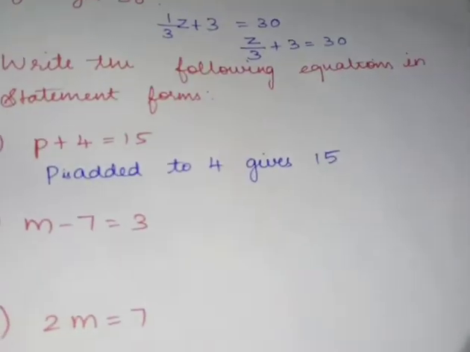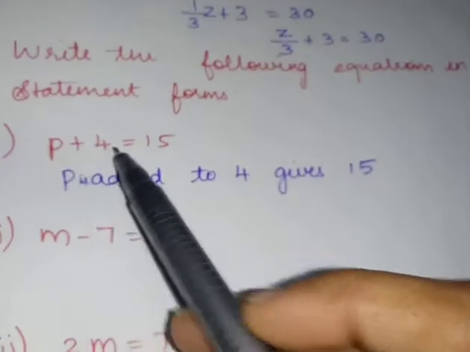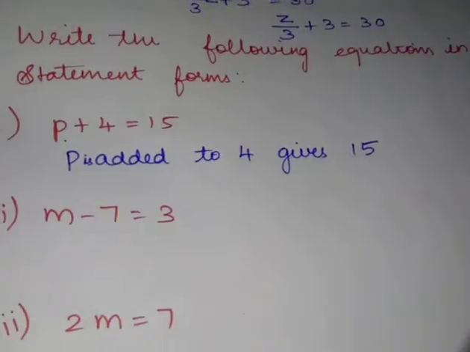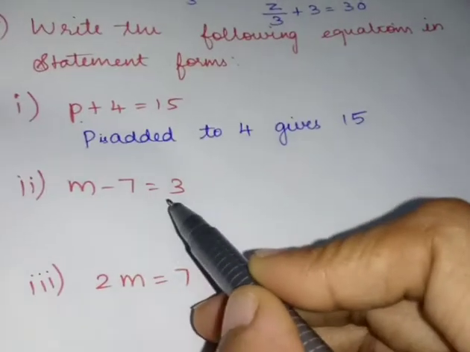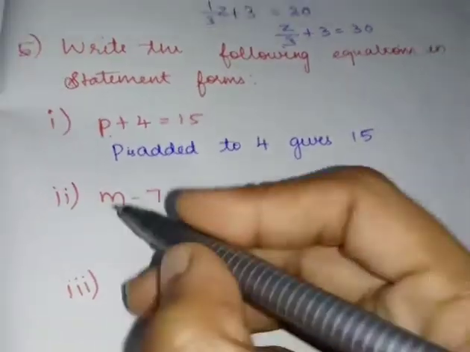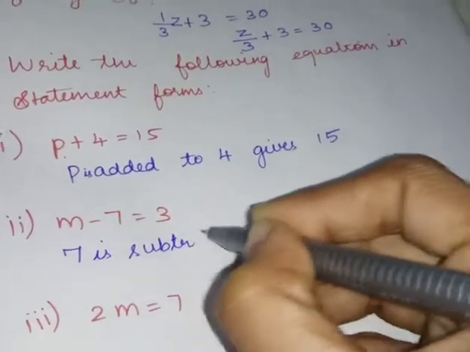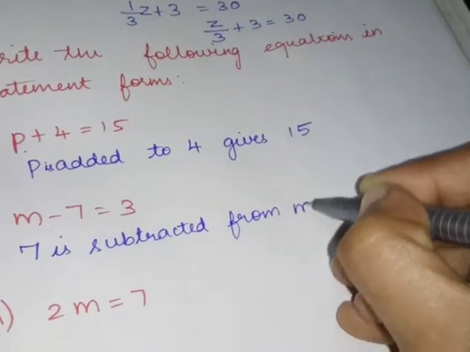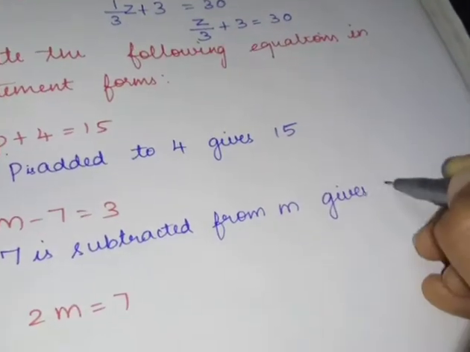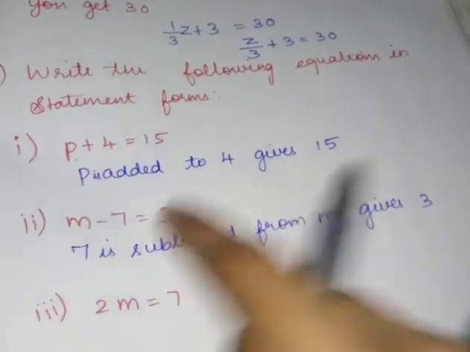Or how you can write? The sum of p and 4 gives 15. Either ways you can write it. m minus 7 is equal to 3. So how you will write? 7 is subtracted from m gives 3. Okay. 7 is subtracted from m gives 3.